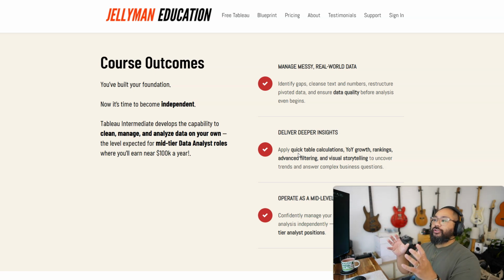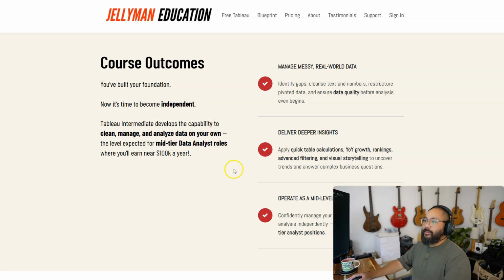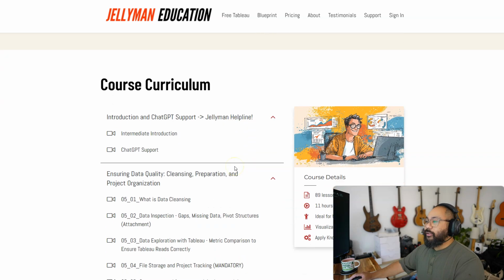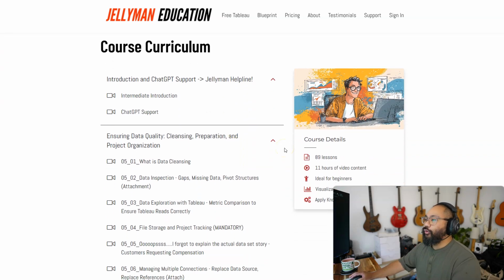So this is an introduction to data cleansing and data preparation, such that if the data is not in good quality, your visualizations won't be either, right? There's a saying we have, which is garbage in, garbage out. So we have to make sure the data quality at the beginning is good. All right, so let's have a look at the curriculum.